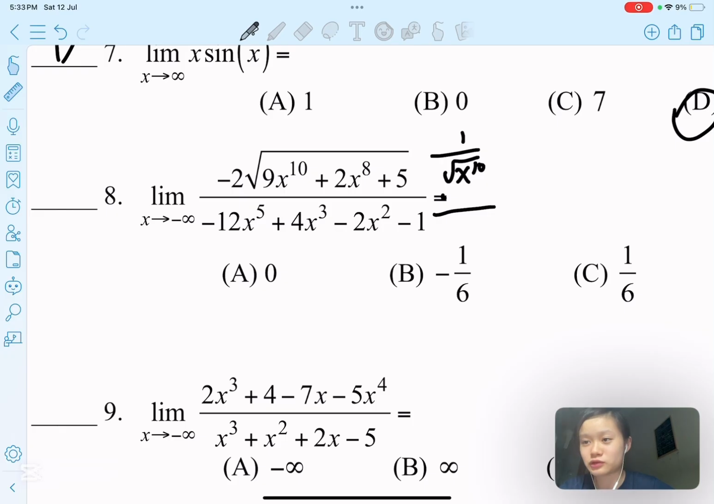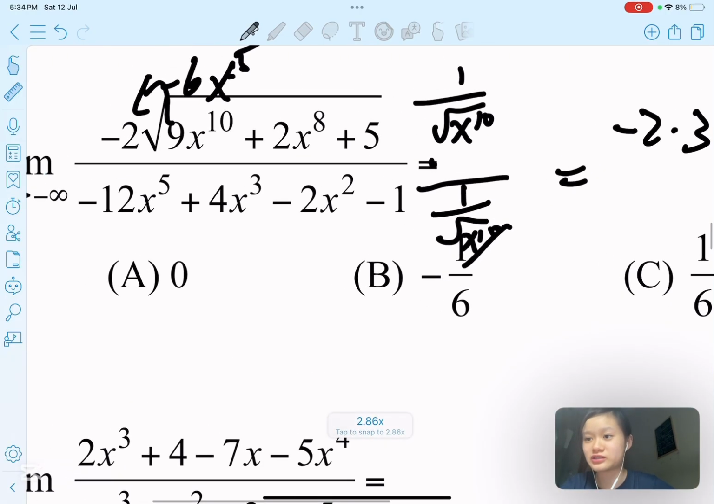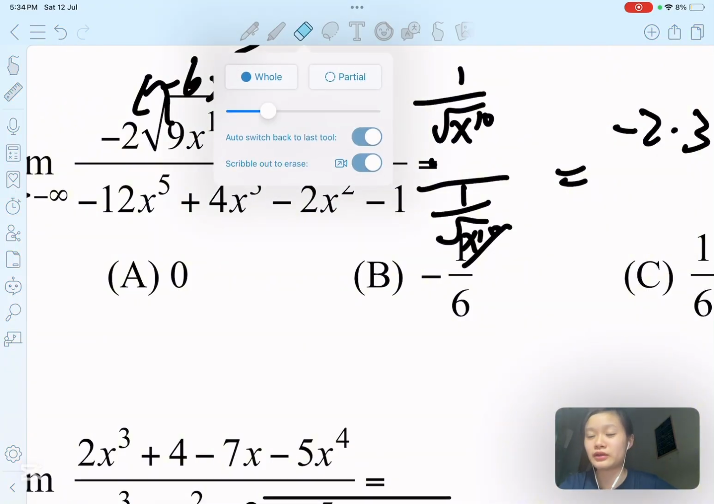But basically what you're doing here is multiplying the top and bottom with this right here until you get to -2 times 3, because the 9 goes out there to be a 3, and then the x^5, so it'll be like this, right? The x^5 cancels out with this. That's why you're doing this to both the top and the bottom, and then this also cancels out with this. And because you're doing the same thing for the top and the bottom, it is fine.